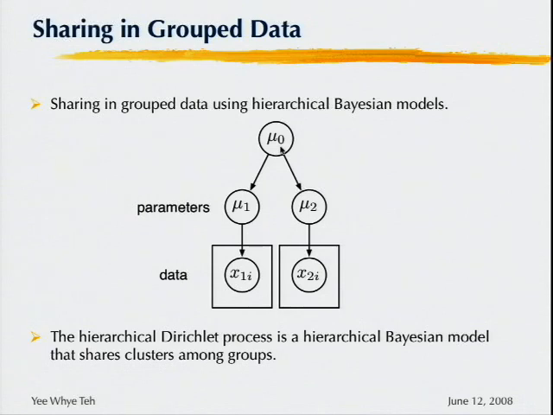Okay? And this global mean, mu naught, is itself a random variable. And because mu naught is random, it would induce dependencies across the means for the two groups, right? And it's precisely this dependency which describes the sharing of information across these two groups of data. In the case of the hierarchical Dirichlet process, it's basically a hierarchical Bayesian model that shares clusters across the different groups of data. Okay.